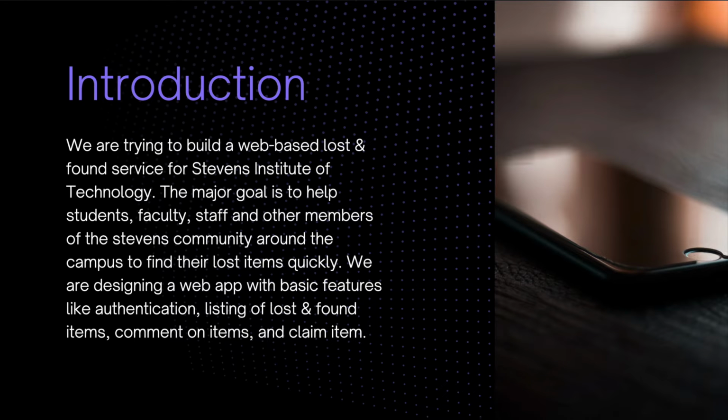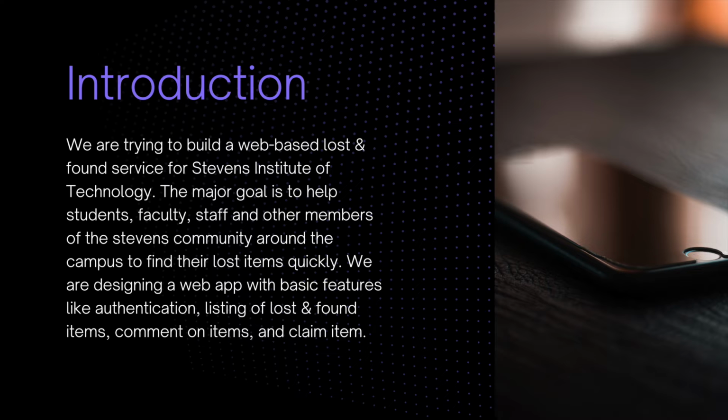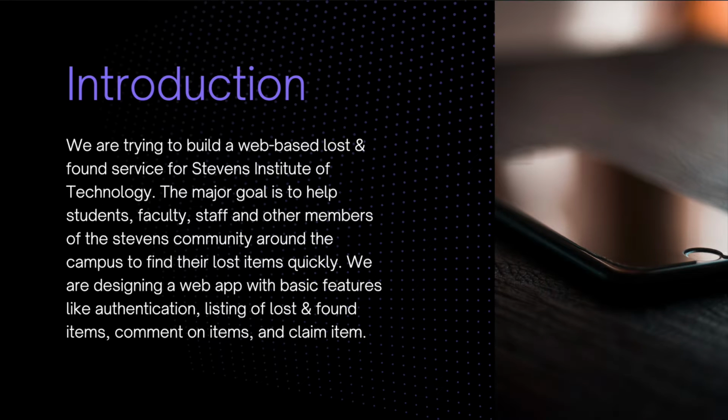Introduction. Stevens Lost and Found is a web-based lost and found service for Stevens Institute of Technology. Our major goal is to help students, faculty, and staff like janitors and security personnel of the Stevens community around the campus to find their lost and found items quickly. We are designing a web app with basic features like authentication, listing of the lost and found items, ability to comment on items, and claim an item.